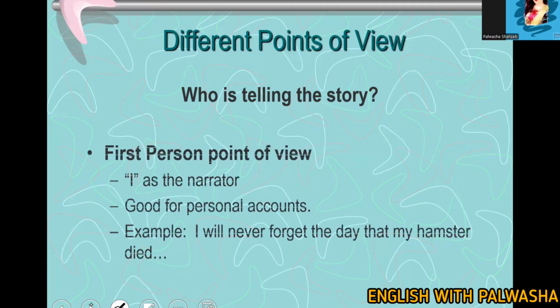So different points of view आ जाते हैं. फिर first person point of view है, I as a narrator. Good for personal accounts. Okay, for example, I will never forget the day that my hamster died, right? So ये चीजें आपको, I as a narrator, first person point of view से story लिख रहे हो, you should know that.